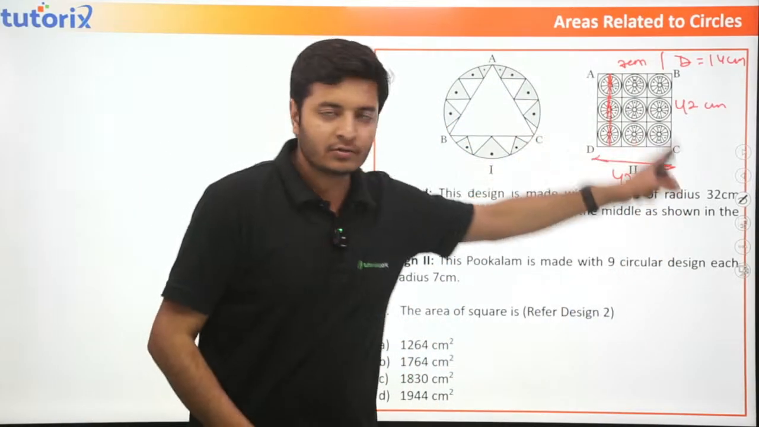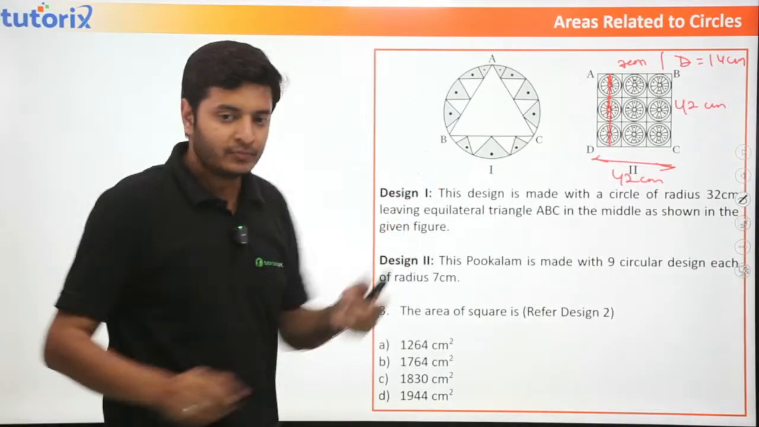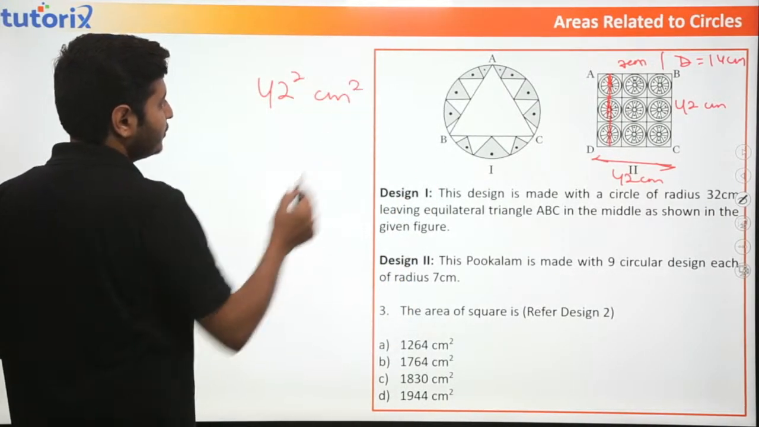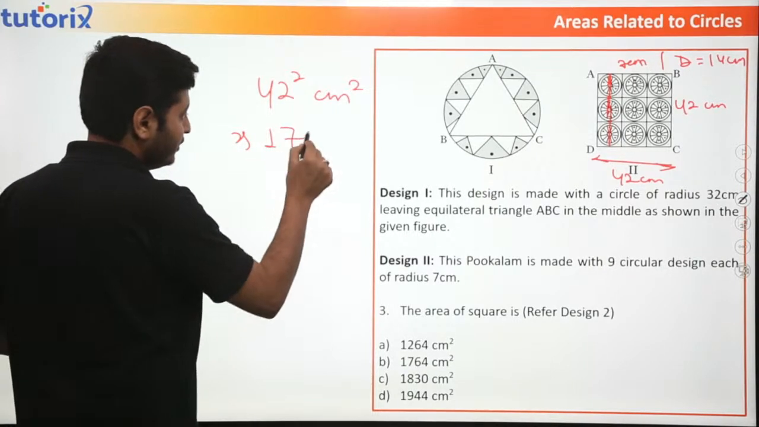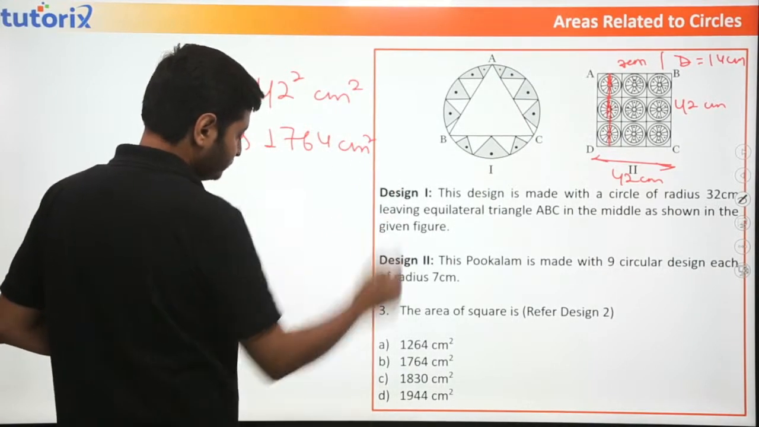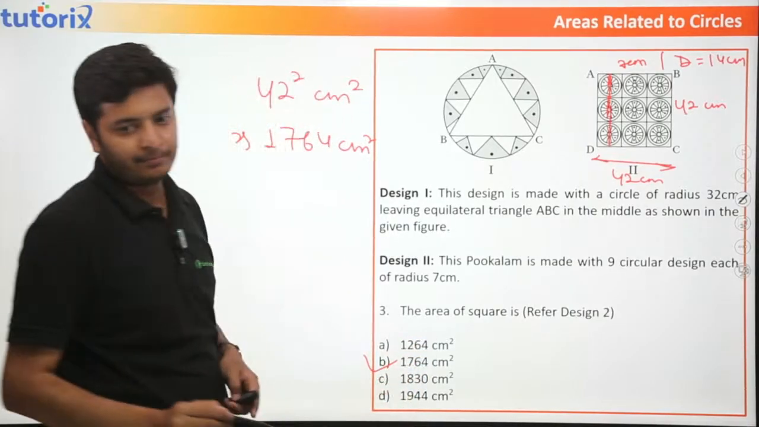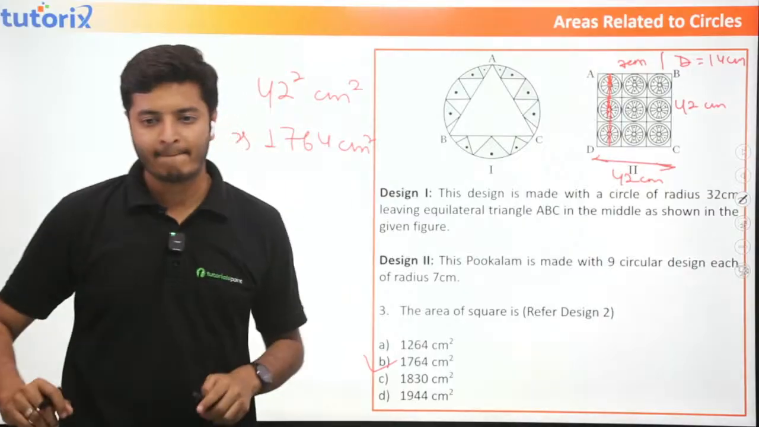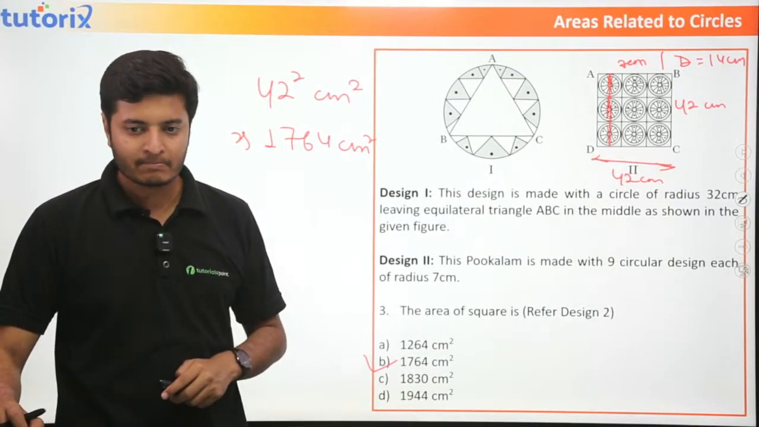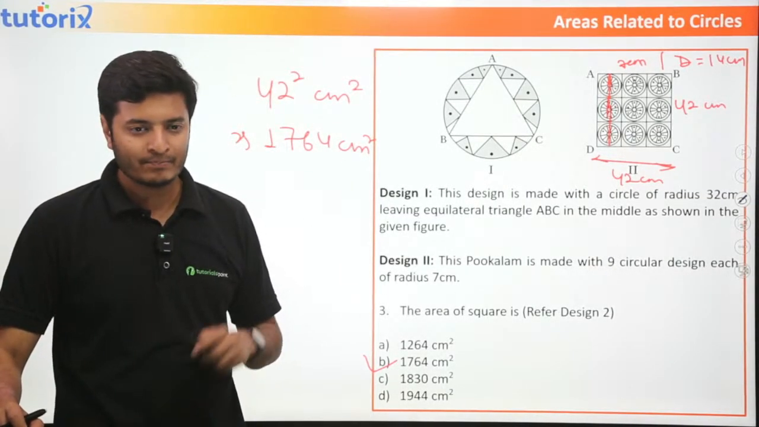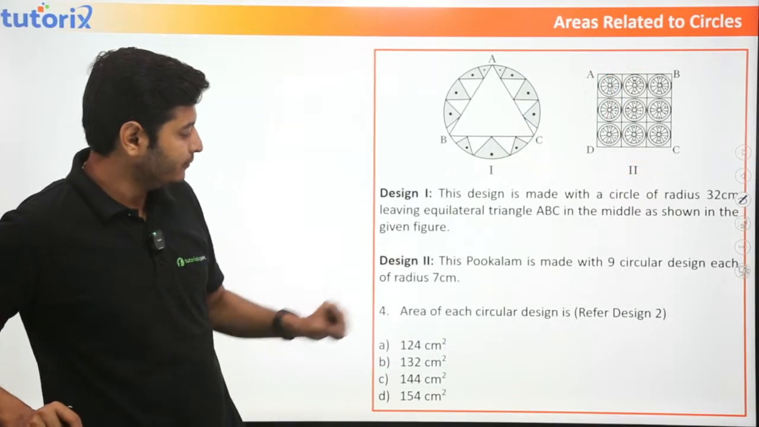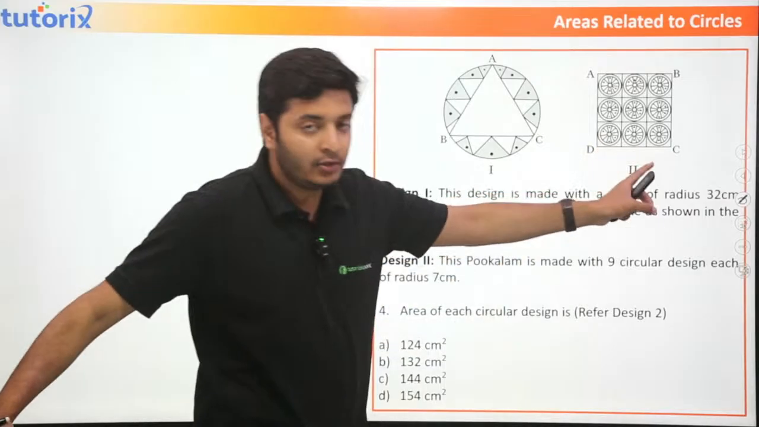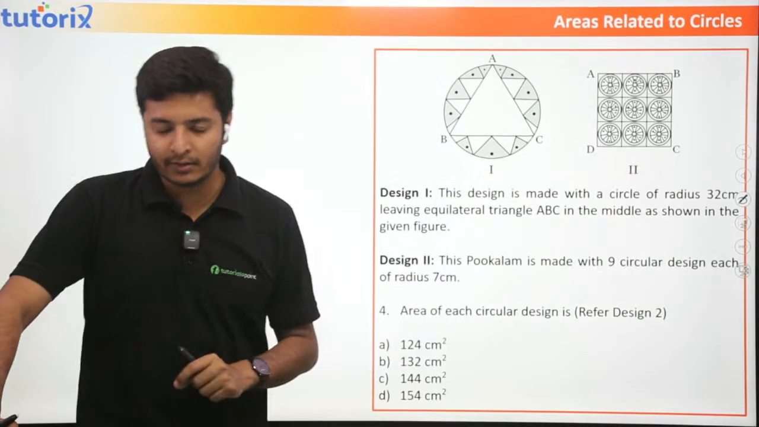So the area of this square is side square. Side length is 42 centimeter. So area will be 42 square. That is 1764 centimeter square. Option B. Correct answer. The only trick here is how to find the side length of the square. Correct. Now, area of each circular design. In design 2, we need to find the area of each circular design.